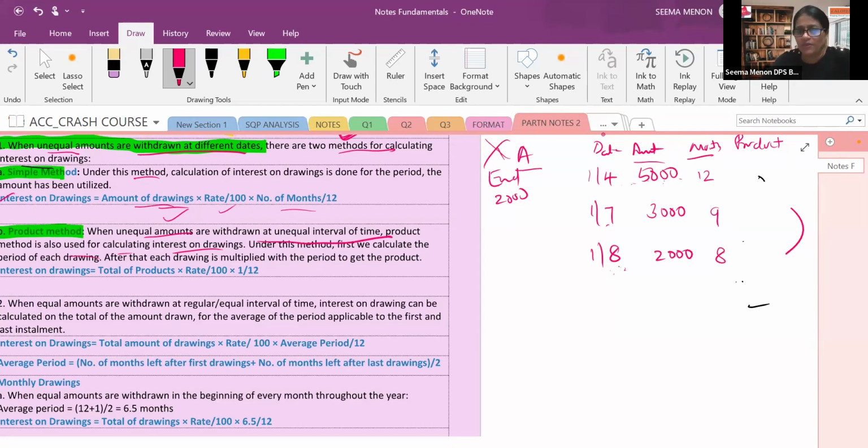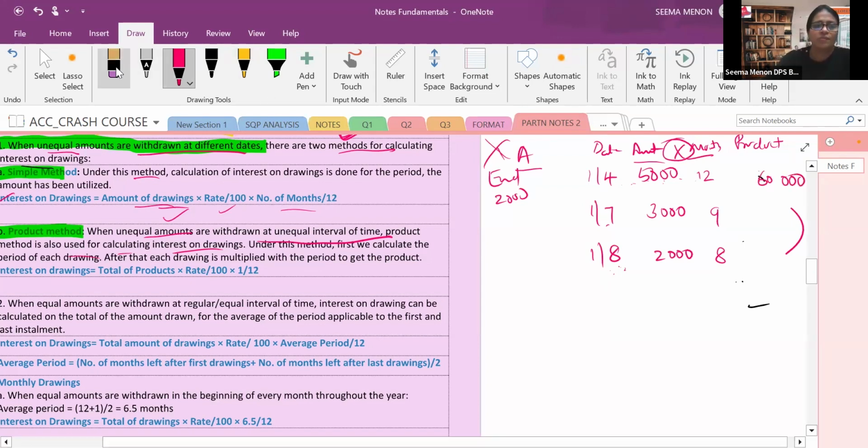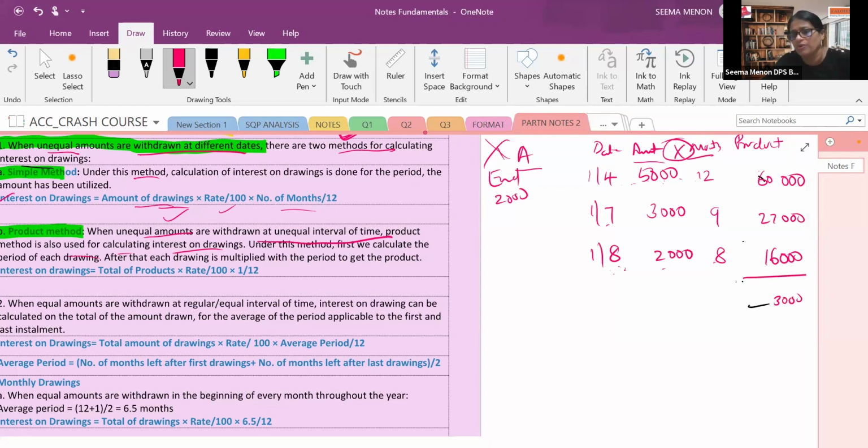Now you will take the product. Product means amount multiplied by your months. So 12 into 5,000, that is how much? 60,000. Then 3,000 into 9, 27,000. 2,000 into 8, 16,000. You will take the total of this, so 60,000 plus 27,000 plus 16,000, 1,03,000 will come. And you will take the total product also.